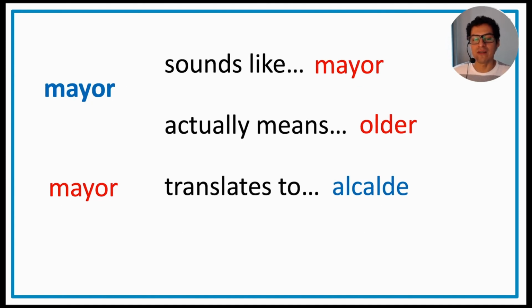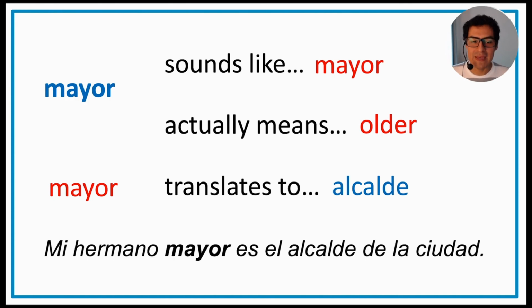The next example here is very common too. This is the word mayor. It's spelled the same way as the English word mayor, but it actually means older. The Spanish for mayor is alcalde. But mayor, the word we have here, means older. For example, mi hermano mayor es el alcalde de la ciudad.